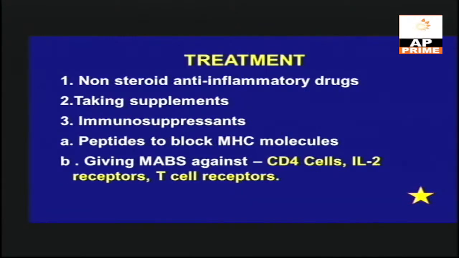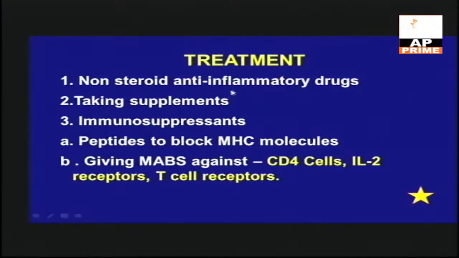Then what is the treatment for these autoimmune diseases? The first thing is to administer non-steroidal anti-inflammatory drugs, and the second one is taking supplements like thyroxine or vitamin B12. So if the person is suffering from hypothyroidism, he will be given thyroxine supplements, and if the person is suffering from pernicious anemia, he will be given vitamin B12 supplements.